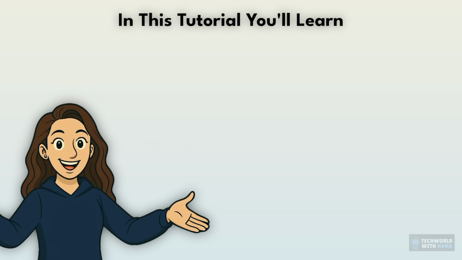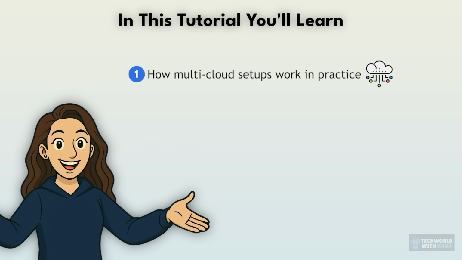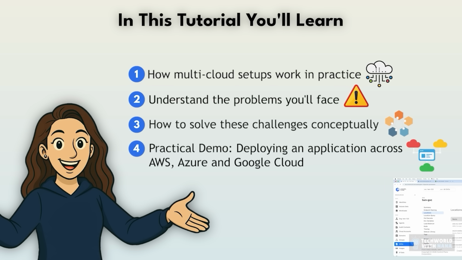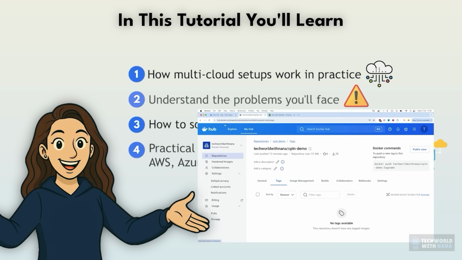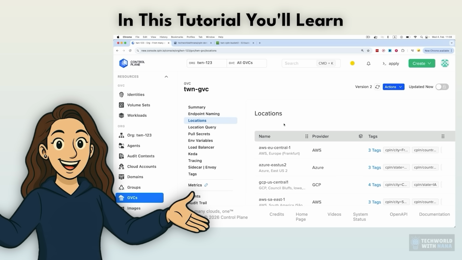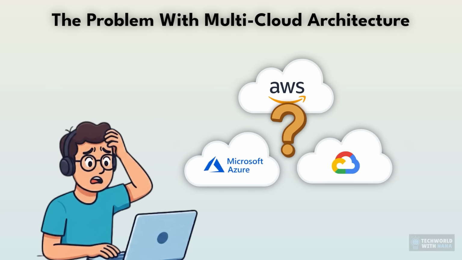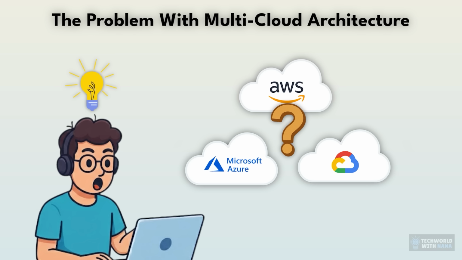So in this video, I want to show you how multi-cloud actually works in practice. We will start with real problems you will face when you start using multiple clouds and explain these problems in detail. Then I will explain the solution conceptually, like what architecture patterns actually make multi-cloud manageable so that you understand the whys behind. And finally, I'll show you a practical example of deploying a containerized application across AWS, Azure, and Google Cloud in a very simple way. Now, let's start with the problem, because understanding the problem is really the most important part here.